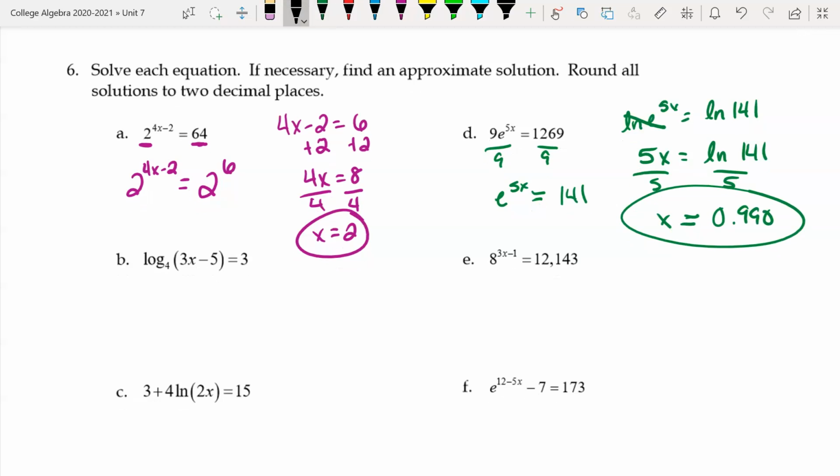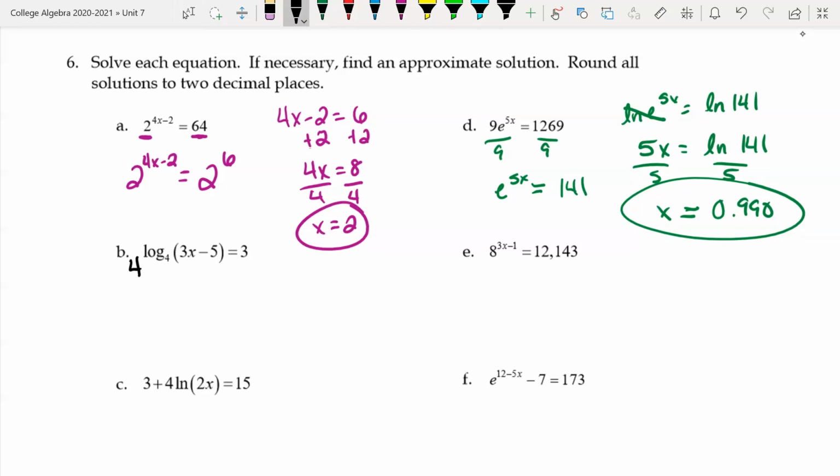Remember, if it has the log base 4, we're going to write 4 as an exponential and raise it to the base on both sides, so it's going to cancel that. So I'm going to get 3x minus 5 equals whatever 4 to the third is, which is 64. I'm then going to add 5. 3x equals 69. Divide by 3. X equals 23.